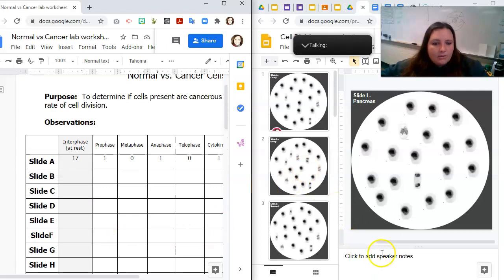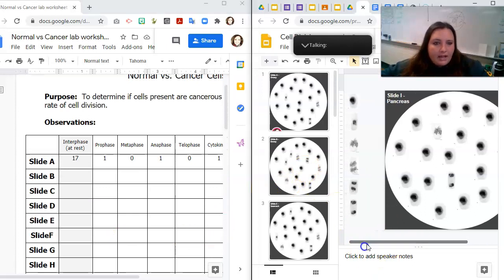Just a reminder, for every slide I put a key here. You just have to remember the phases: interphase, prophase, metaphase, anaphase, telophase, and cytokinesis. If you remember from when we were freshmen, it was always "I pray more at the church." Hopefully that helps you guys out.